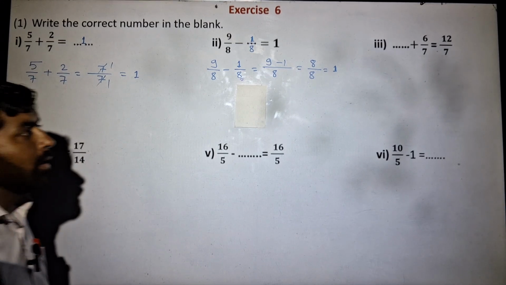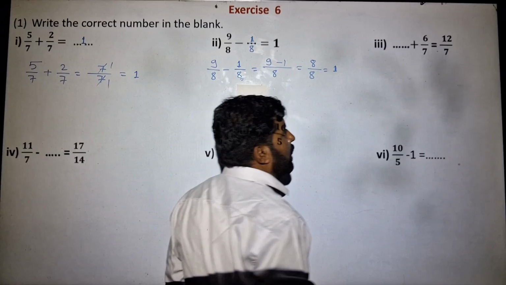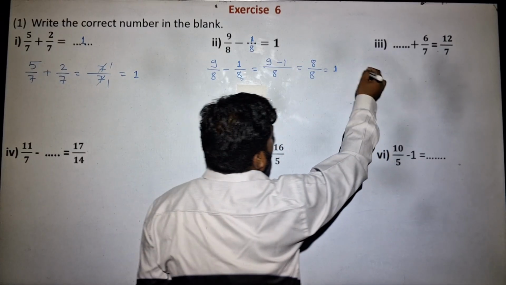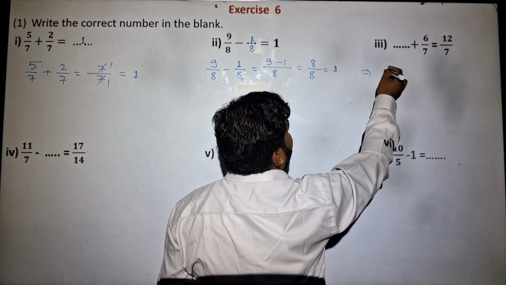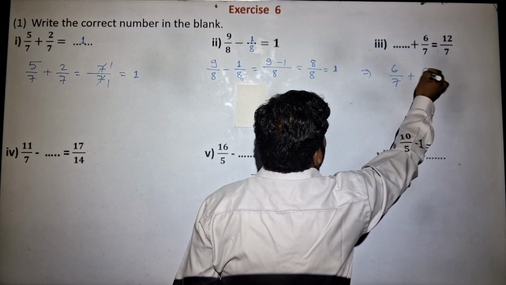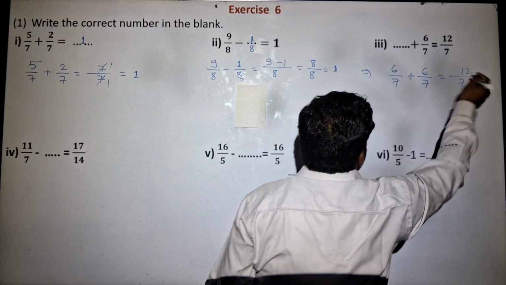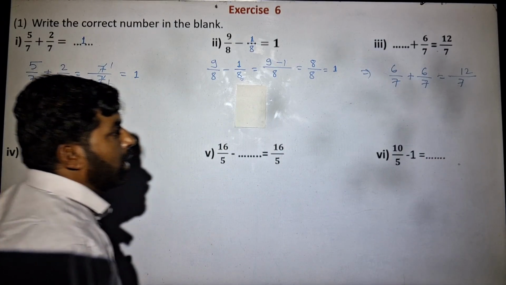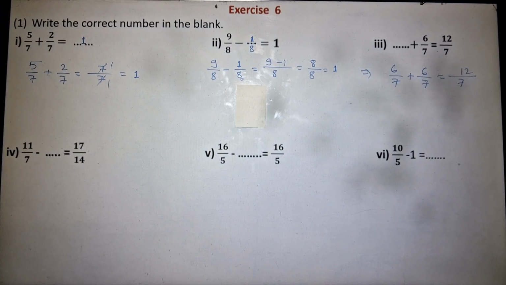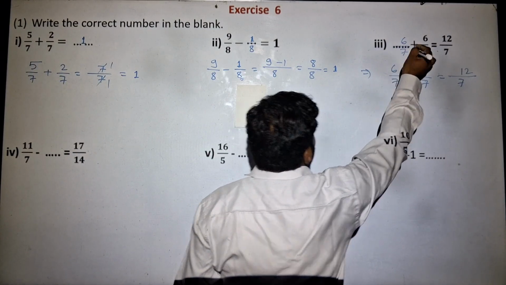Question number 3: which number is added to 6/7? The answer is 12/7. So if we add 6/7 again, then the answer becomes 12/7. In this way we easily find out, or fill up, the blanks. Therefore the blank is 6/7.